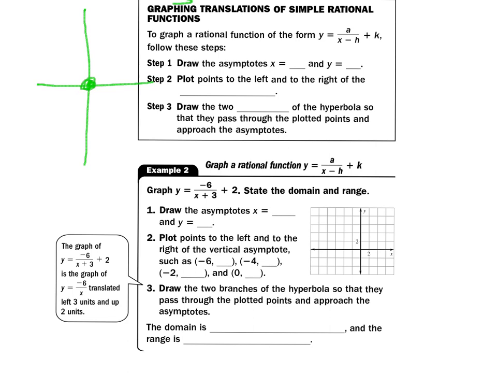So the graph of a rational function of the form y equals a over x minus h, plus k, follow these steps. If the asymptotes before were x equals 0 and y equals 0, now they're going to be x equals h and y equals k. Plot points to the left and to the right of your vertical asymptote, where your vertical asymptote ends up being x equals h. We can just say vertical asymptote because we know what we're talking about here.